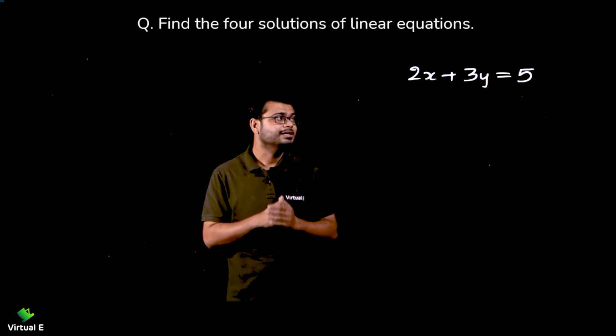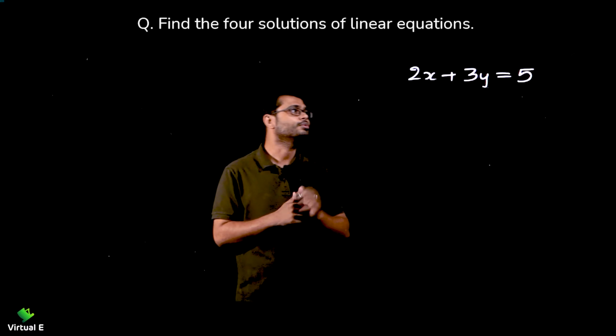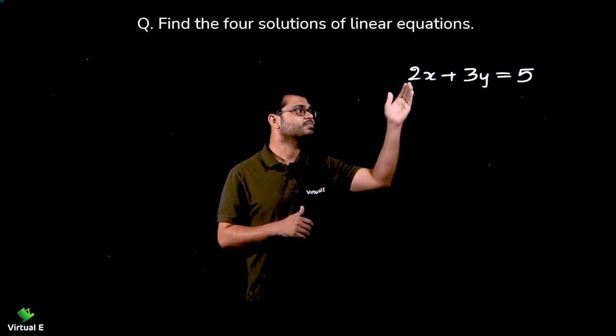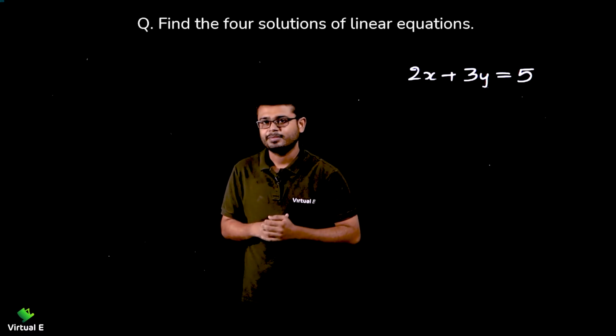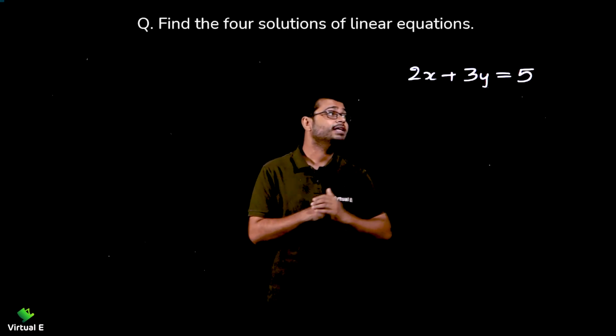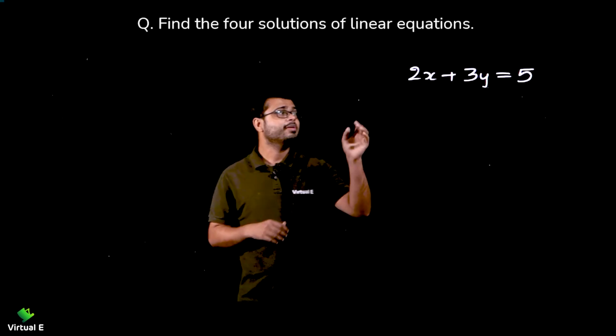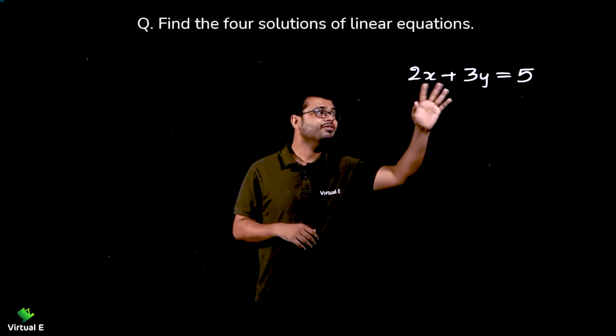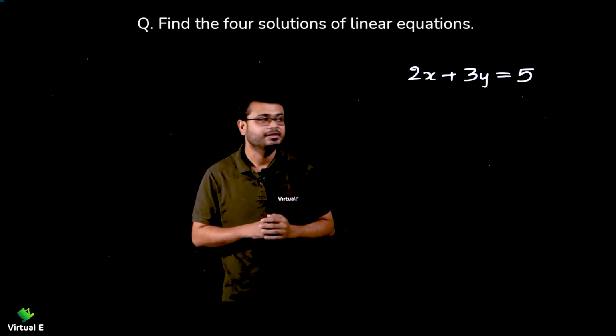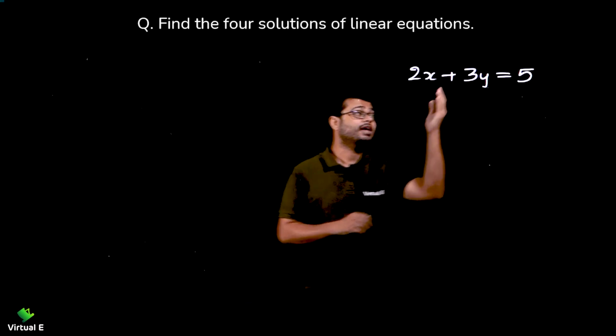Simple. Let's start, and you'll understand how to do this one. So the equation is 2x plus 3y is equal to 5, and we need to find the 4 solutions for this equation. So how shall we do it? Remember, the first step is to make any of the variables the subject. So either you make x or you make y.